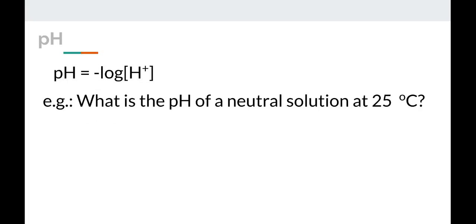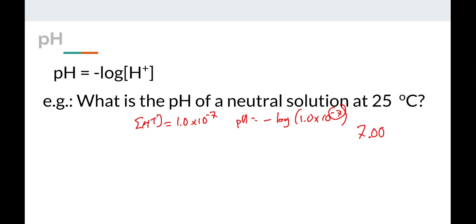So, thinking about the definition of pH, let's ask ourselves, what's the pH of a neutral solution at 25 degrees C? Earlier we saw that the concentration of H plus at equilibrium is 1.0 times 10 to the negative 7th molar. So pH is the negative base 10 logarithm of 1 times 10 to the negative 7th. When the mantissa is 1, this is really easy to do. You just look at the exponent and change the sign to a positive number. So this is 7. Now I'm going to write it as 7.00, and here's why.